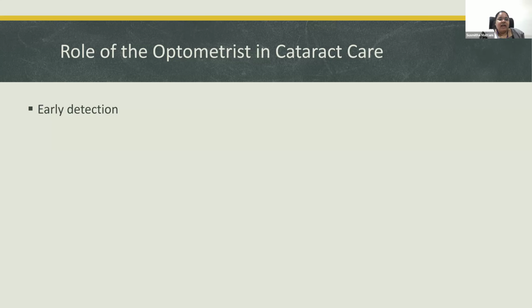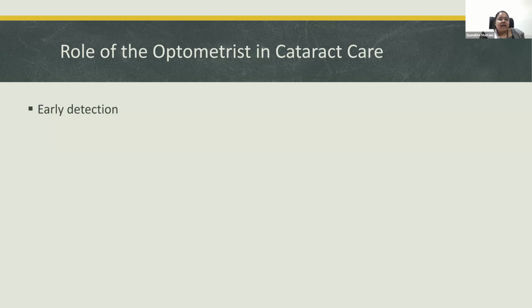So differentiate what type of cataract and what causes the visual impairment, and whether we can monitor the cataract progression, or whether we can advise for the surgery. Is it required now or not? So early detection of cataract is very important.